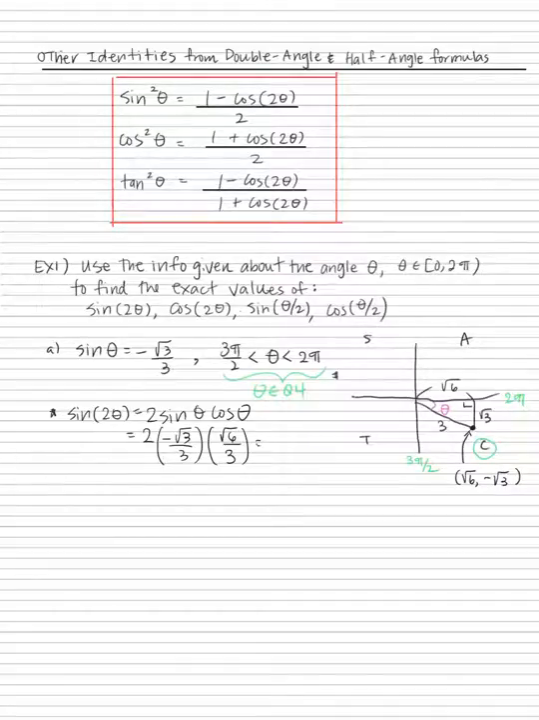So multiply that out. Now I think we can simplify square root of 18 a little bit. Square root of 18 is what? 3 root 2, all over 9. Cancel it out a little bit. So it looks like our answer is going to be negative 2 root 2 all over 3.